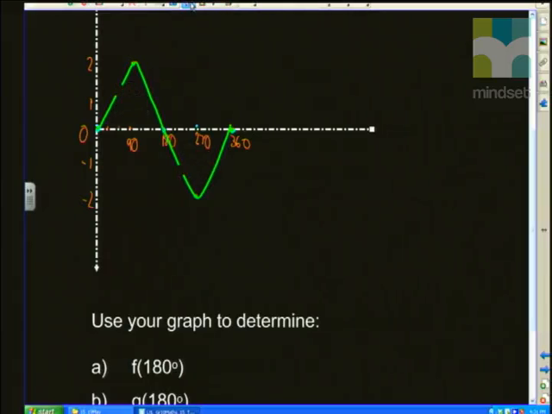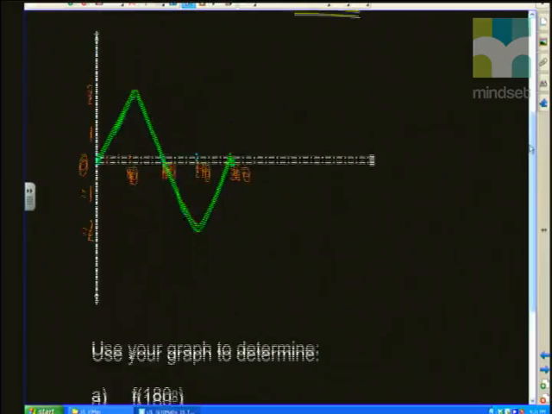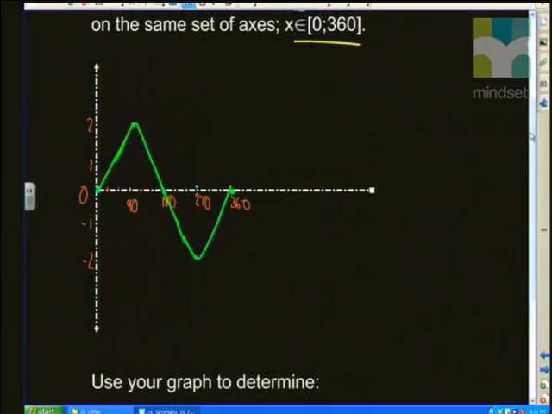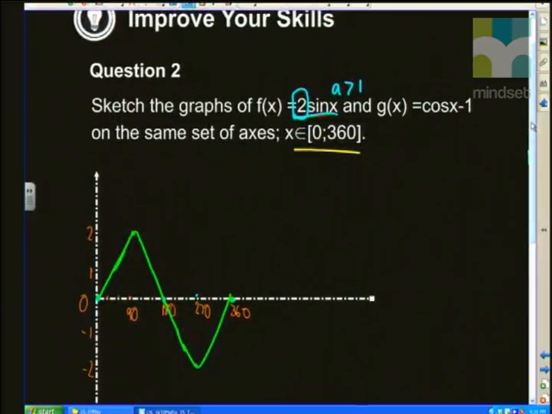Take out those points there, and let's neaten it up just a little bit. So that's the 2 sine x graph, y is equal to 2 sine x. That's the first one that they've asked you to sketch, which we call f of x, in green. Then we've got g of x is equal to cos x minus 1. So what are we doing there?